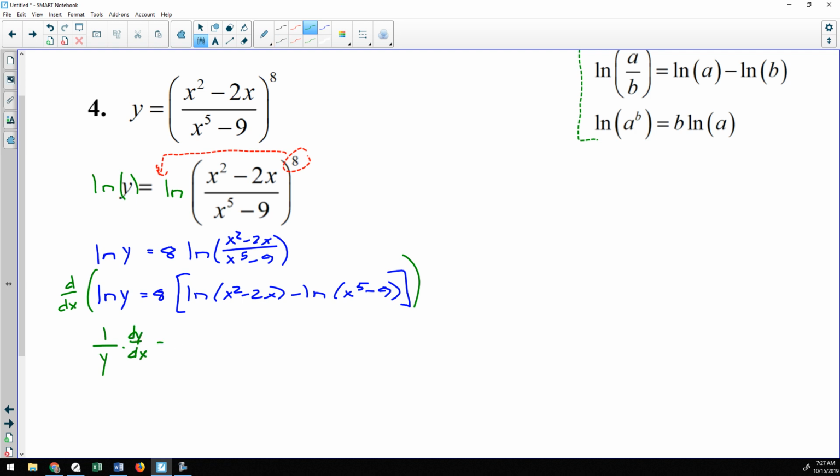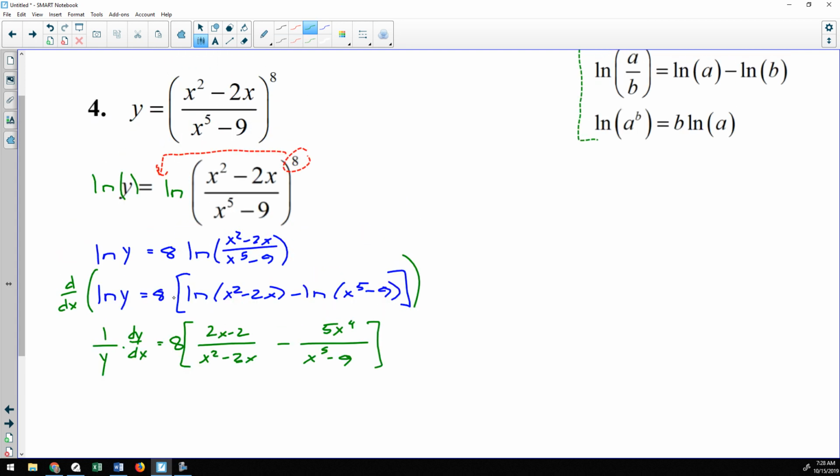On the right side, the 8 I'm going to ignore. It's a constant times a bunch of stuff. And then these two derivatives should be easy. Logs are not too bad in the world of differentiation. So the derivative of natural log of x squared minus 2x: the argument, x squared minus 2x, goes on bottom, and the derivative of that goes on top. So the derivative of x squared minus 2x is 2x minus 2. Minus the derivative of natural log of this stuff: the argument goes on bottom, x to the 5th minus 9, and the derivative of that, 5x to the 4th, goes on top. And then because it's implicit, I have to solve for dy/dx.